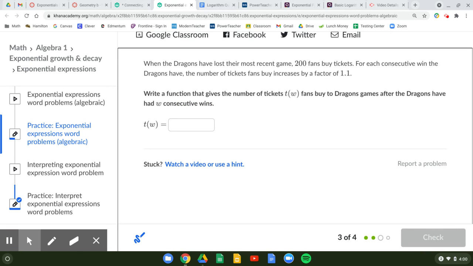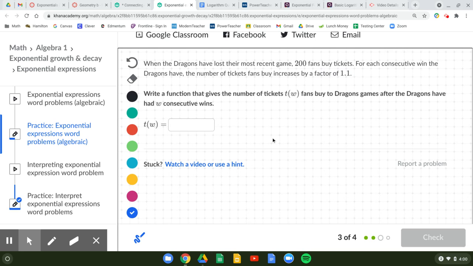Try this one here, and I'll let you work on your own. When the Dragons have lost their most recent game, 200 fans buy tickets. For each consecutive win the Dragons have, the number of tickets fans buy increases by a factor of 1.1. So first off, a factor of 1.1 means that you're getting a 10% increase.